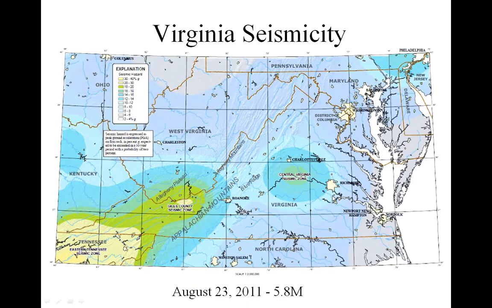Here's the Virginia seismicity map. We're located right about there, and you can see the earthquakes that happened in 2003 and also August 23rd, 2011, 5.8, which I'm hoping everybody who sees this felt at some point. It was a very obvious earthquake, especially if you were sitting down. My wife was actually driving at the time and she did not feel it, but if you were sitting down, you probably did.